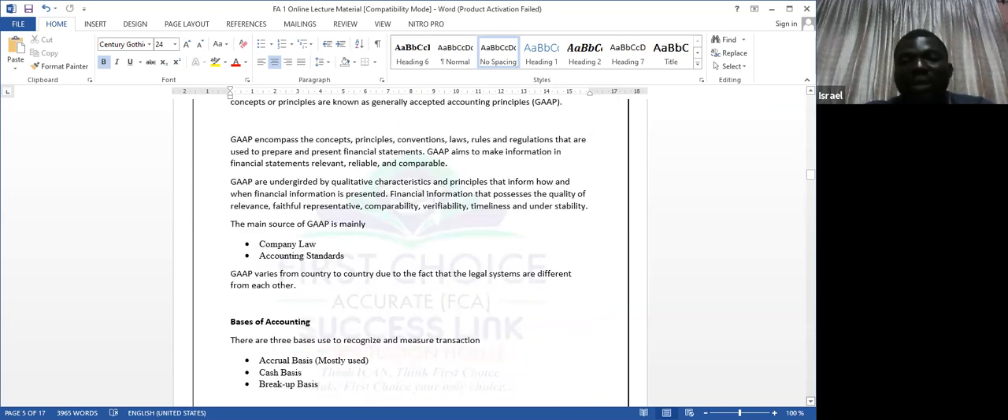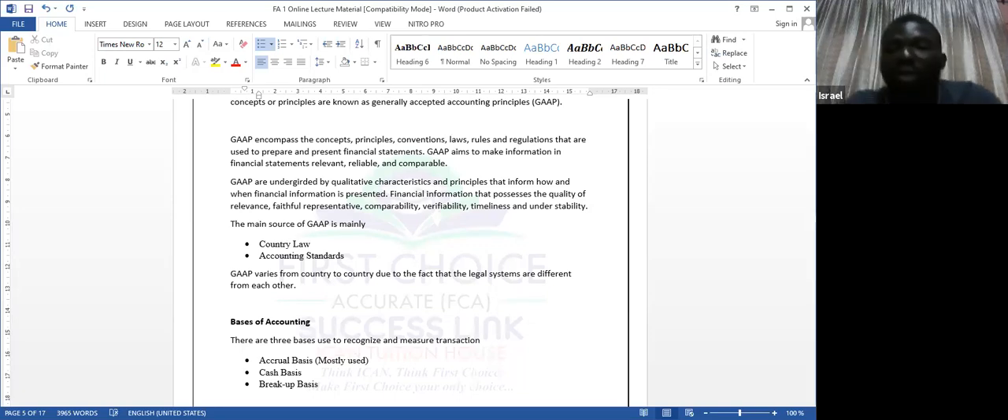Number one thing that forms GAAP is what? The country law and the accounting standard. That is two things that form GAAP.